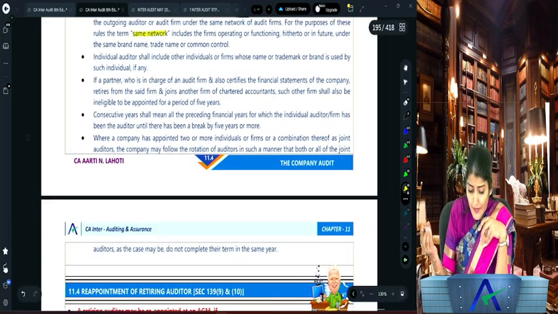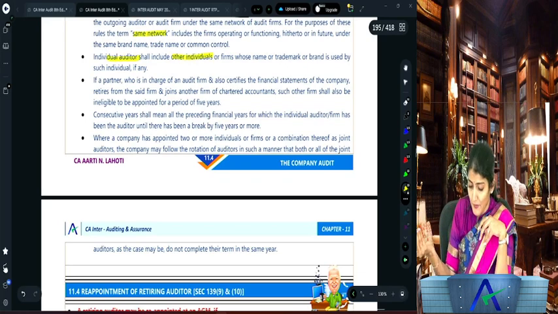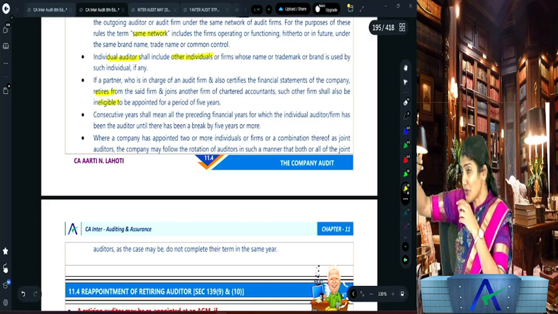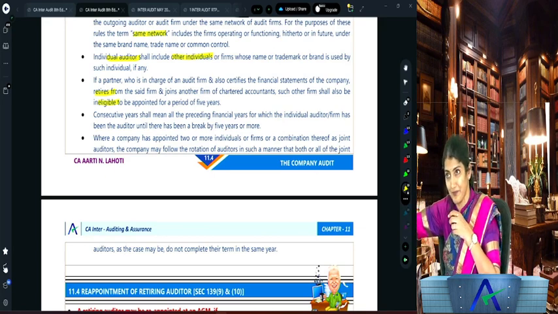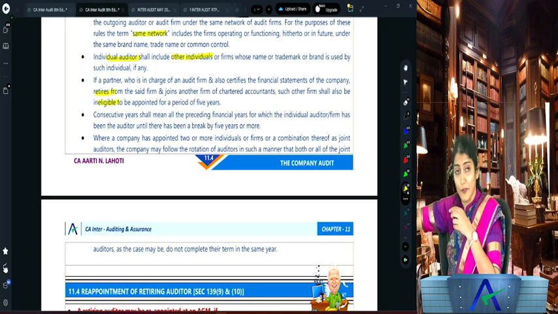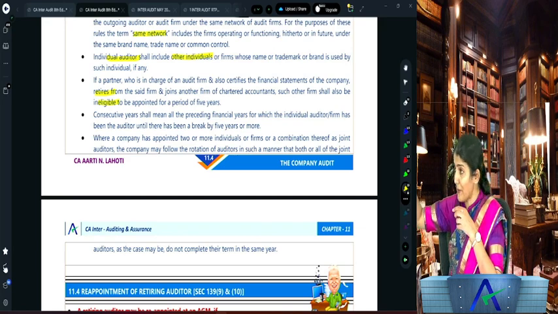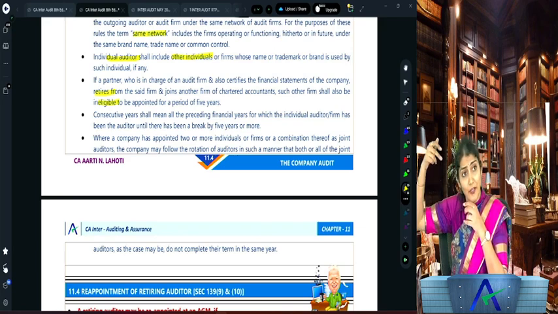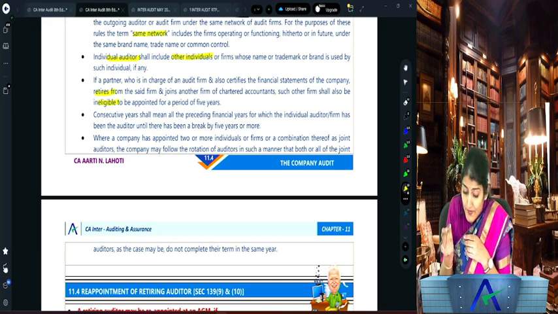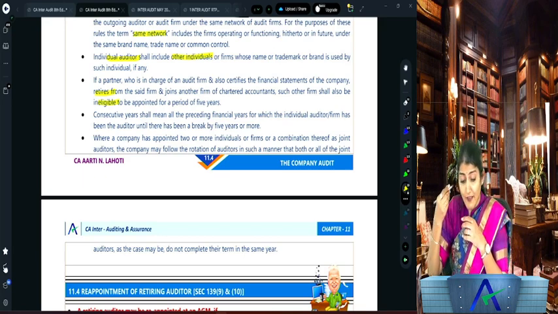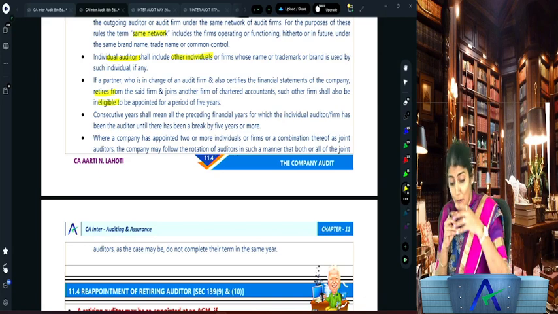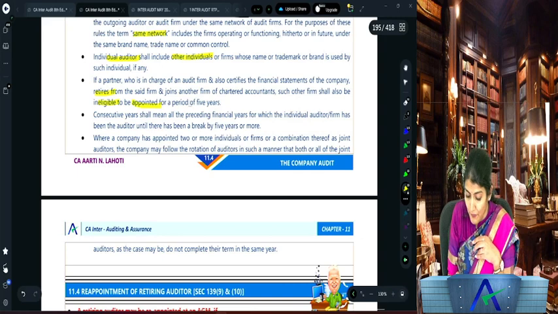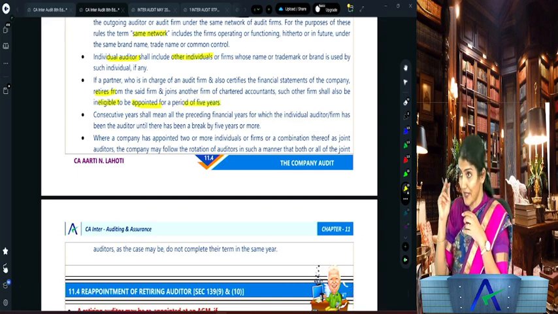Then what does it say? Individual auditor shall include other individuals of firm. Then what does it say? Ineligible. So what you did, you came to know that the audit is going to another firm. So you resign from this firm and you join that other firm. I told you, it's like carrying the virus with you. Wherever you go, that firm will be ineligible for 5 years. So if a partner who is in charge of an audit firm and also certifies the financial statements retires from the said firm and joins another firm of CA, such other firm will also be ineligible for a period of 5 years. Are you understanding that?